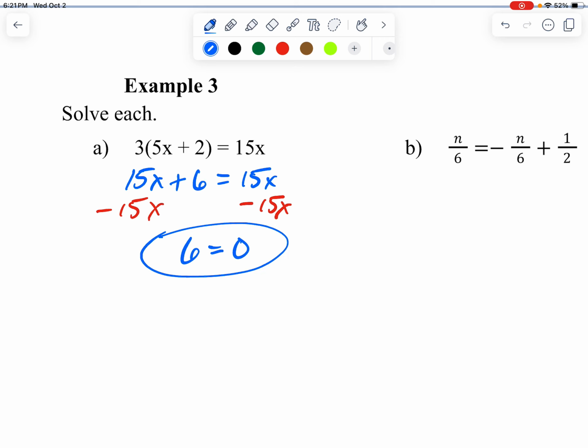So this is that situation where all of our variables went away, and I'm left with an untrue statement. This tells me that this equation has no solutions.